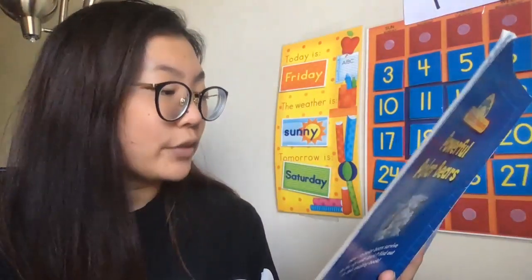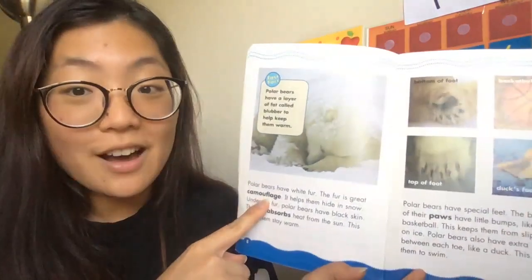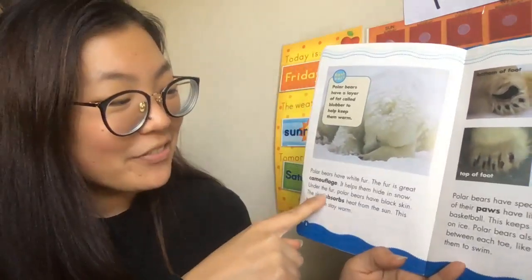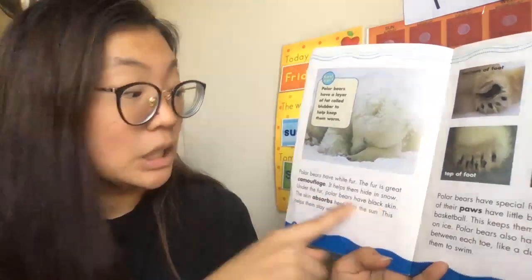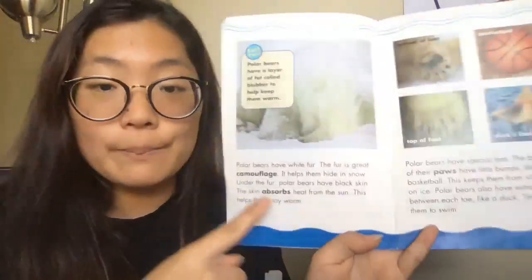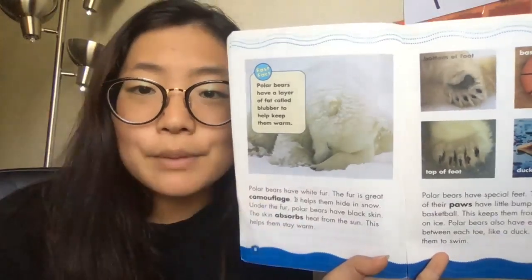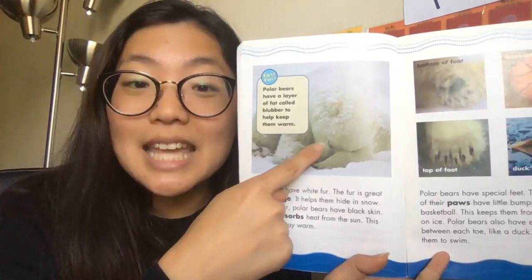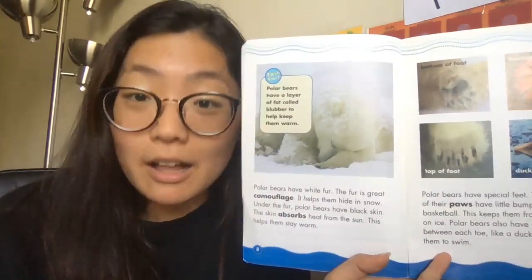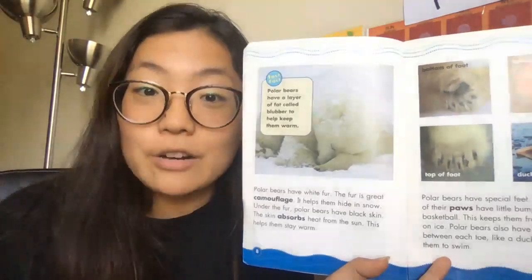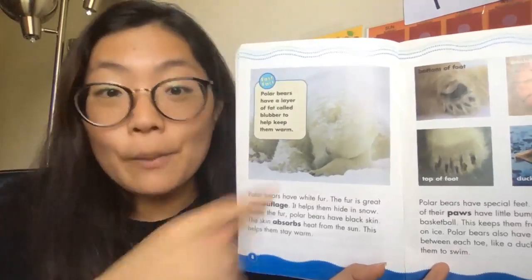Polar bears have white fur. The fur is great camouflage. You guys know what camouflage is, right? Yes. Under the fur, polar bears have black skin. The skin absorbs heat from the sun. This helps them stay warm. So where do you think polar bears camouflage to? You're right, the snow. Their fur is white, which is the same color as the snow. So when you look far away, they will camouflage to the background. So it will just look like there's a big pile of snow, but there might be a polar bear hiding.